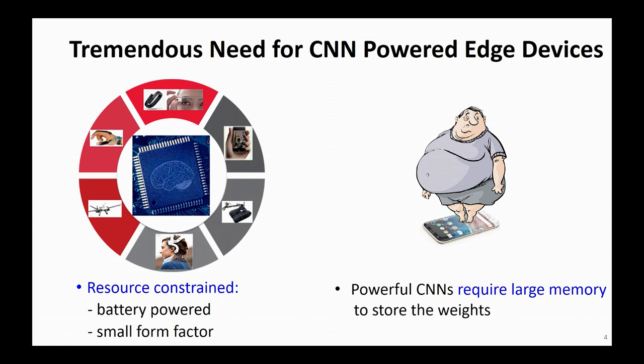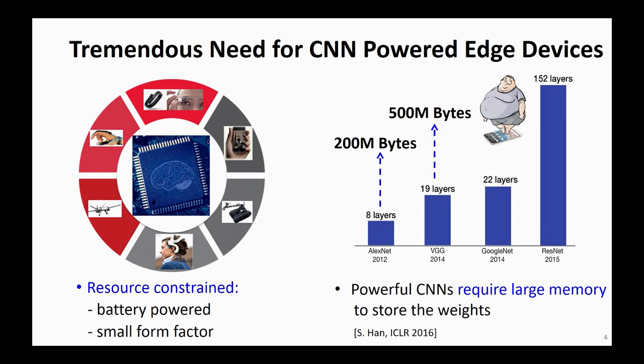On the other hand, powerful CNNs come at the cost of requiring a large amount of memory to store the weights. For example, the state-of-the-art CNNs, the AlexNet model and VGGNet, need over 200 megabytes to store their weights. And to close the gap between the edge device's constrained resources and the CNN's large weight requirement, many compression techniques have been proposed.